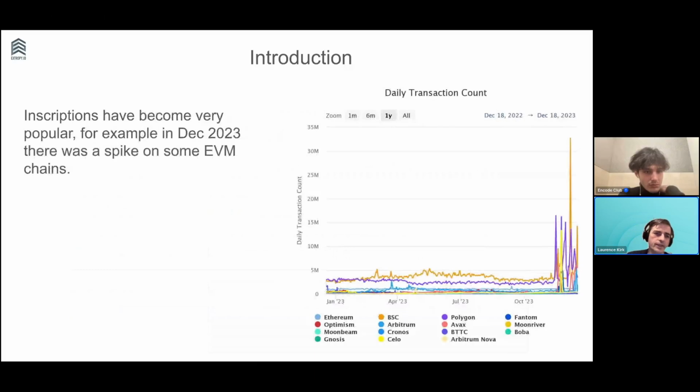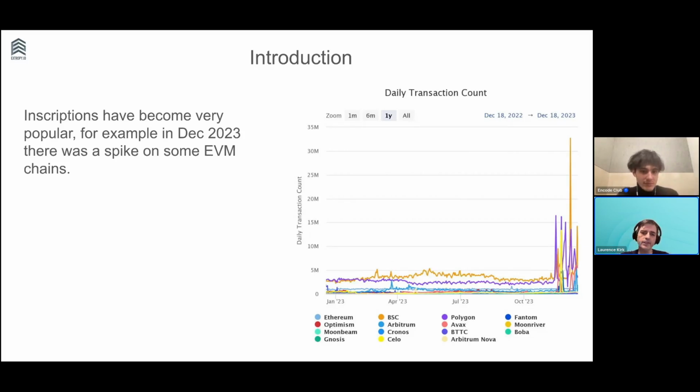And now, as I say, they became very popular. They became popular on Bitcoin, and then they spread to other chains. This is a graph of some EVM chains from December, and you can see there are massive spikes, and this was caused by the implementation of Inscriptions and people using those. So you can see, getting up to in excess of 10 or 20 million transactions being added a day just to do Inscriptions.